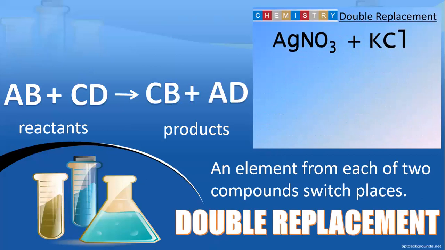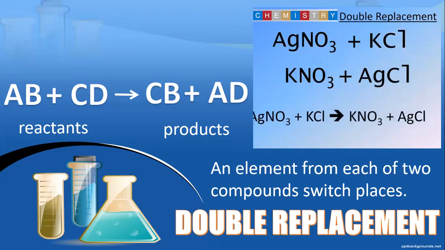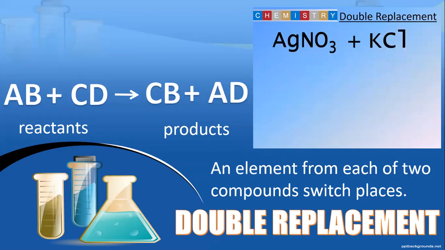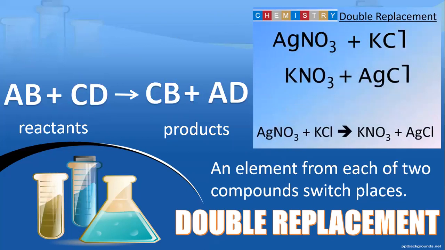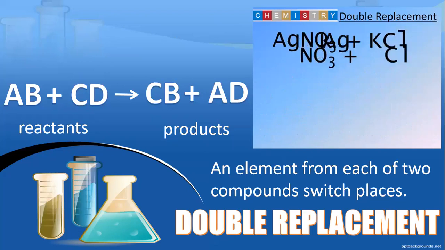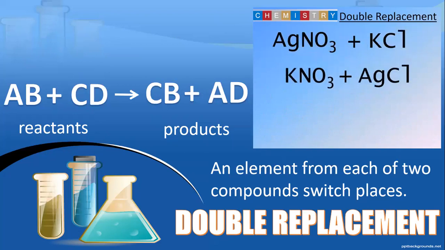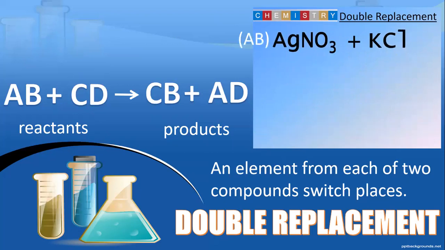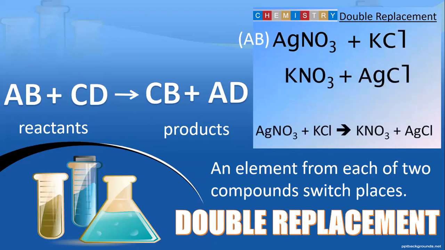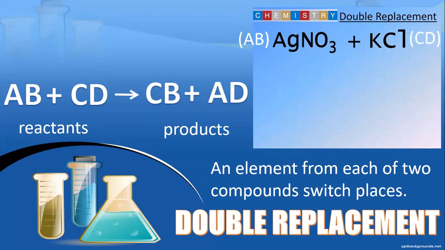This means elements A and C switch places, as we can see in the products. In metathesis, there are two reactants and two products present. We have here the substances silver nitrate reacts with potassium chloride. In silver nitrate, we have silver as element A and nitrate as compound B. On our second reactant, we have potassium as element C and chlorine as element D.